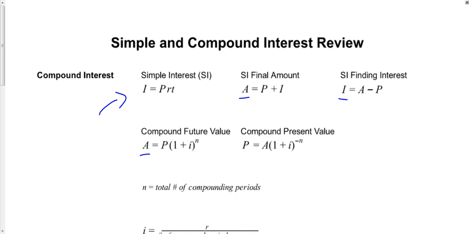So A represents the future value. And again, A is equal to P times bracket 1 plus I, all to the exponent n. And P for present value, that's how much we need to invest right now. So present value is equal to future value times 1 plus I, all to the exponent negative n. Okay?